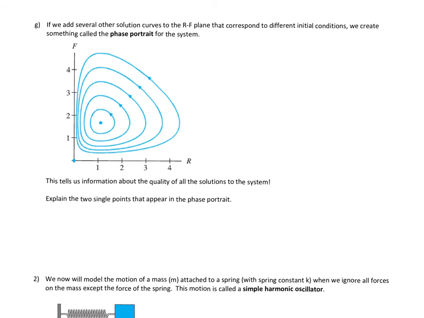If we add several other solution curves to the RF plane that correspond to different initial conditions, we create something called a phase portrait for the system. This tells us information about the quality of the solutions to the system. The 2 single points that appear in the phase portrait, this one and this one, correspond to equilibrium solutions that we found in the demo.